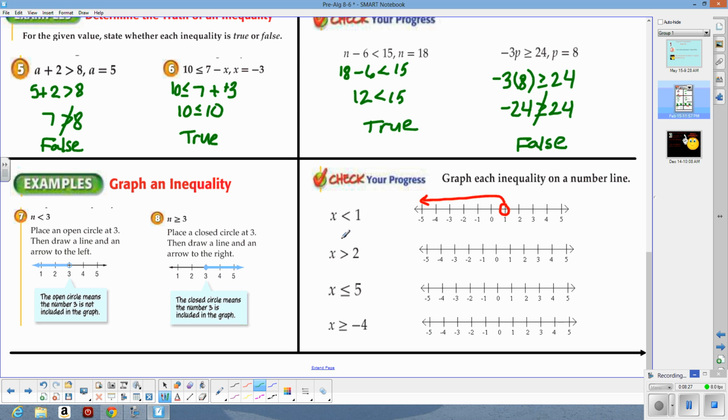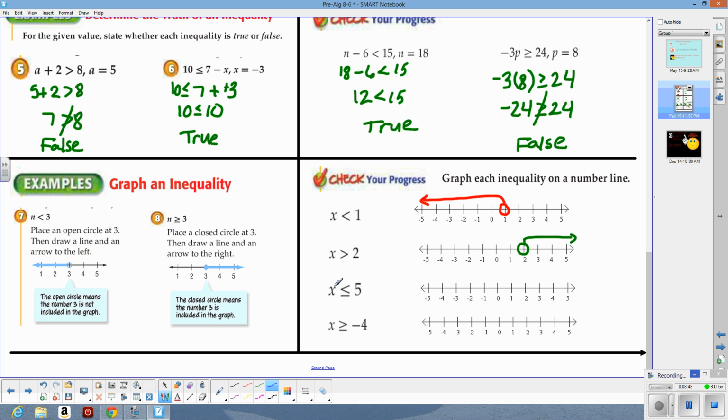In our next example, I want the numbers x that are greater than 2. So I'm going to put a circle on the 2. I am not going to color it in because it does not include the number 2. I want all the numbers greater than 2, which is everything directly to the right of the number 2 on the number line.